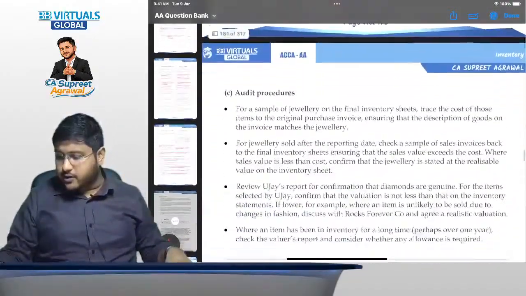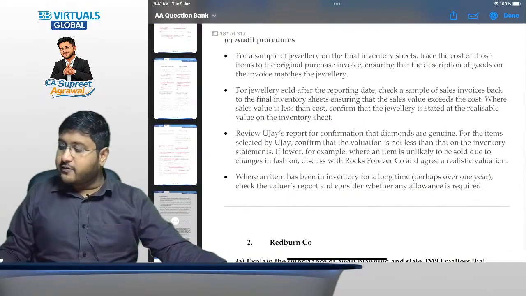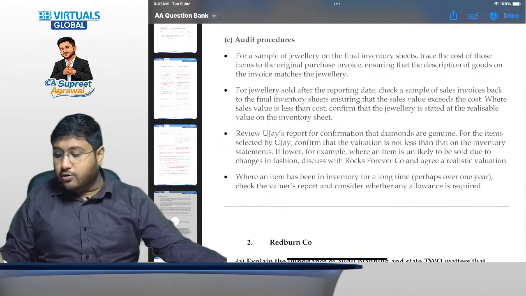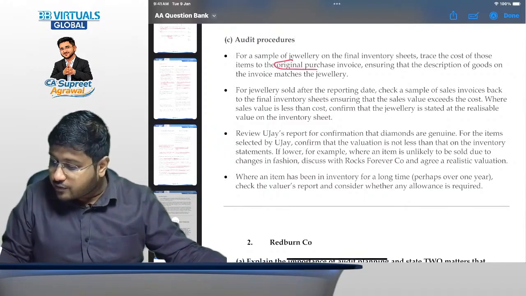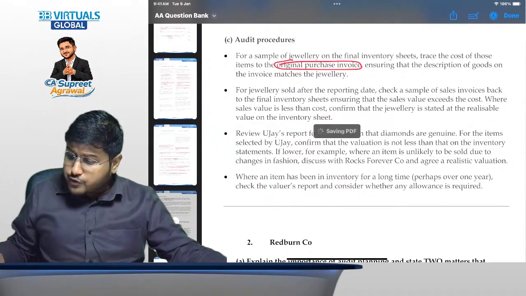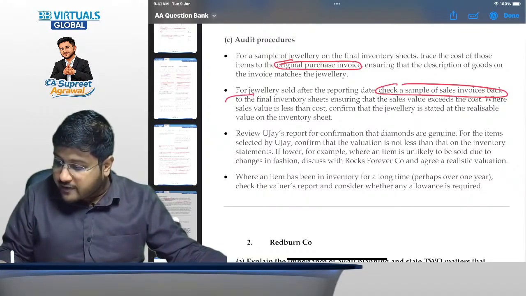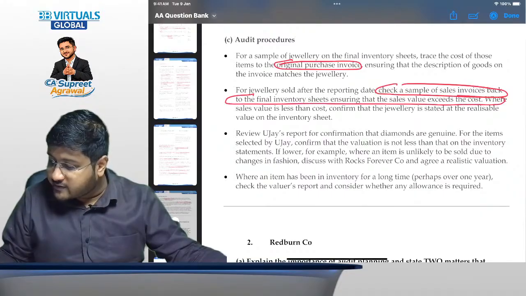Okay, let's discuss it. For a sample of jewelry on the final inventory sheet, trace the cost of those items to the original purchase invoices. Then for jewelry sold after the reporting date, check a sample of sales invoices back to the final inventory sheets, ensuring that the sales value exceeds the cost.